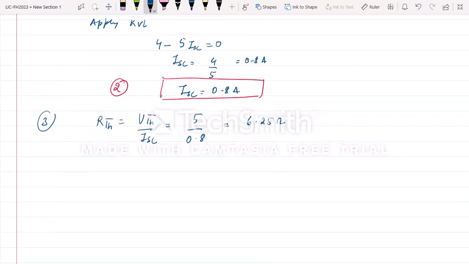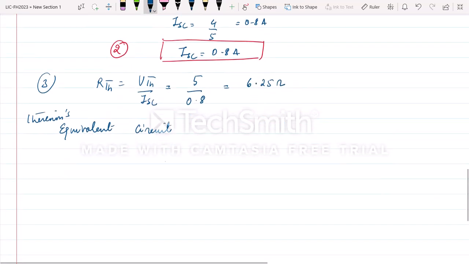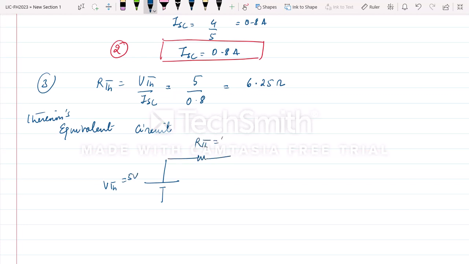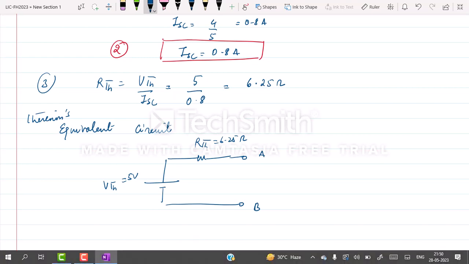Now the fourth step is to draw the equivalent circuit, the Thevenin's equivalent circuit. We first write VTH. The value of VTH we got is 5 volt. Then we write RTH, which we got as 6.25 ohms. And this is your AB. So this is nothing but the Thevenin's equivalent.